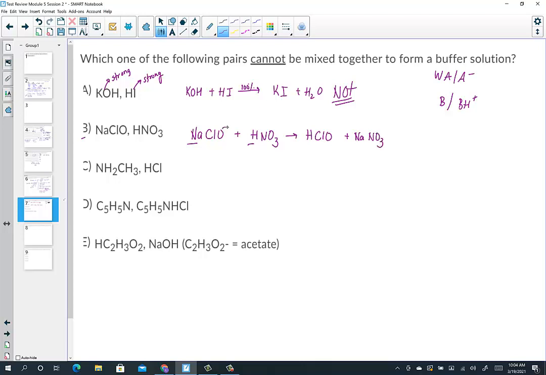Sodium hypochlorite is the conjugate base of this weak acid. So here's the weak acid, here's its conjugate base. So yes, that is a buffered solution. We meet the criteria of forming a buffer.